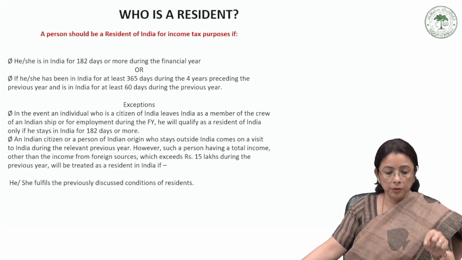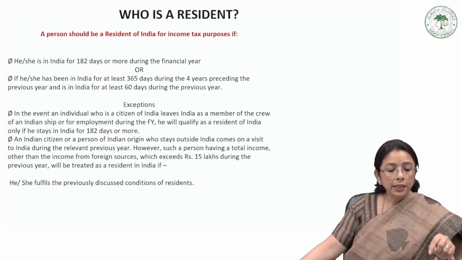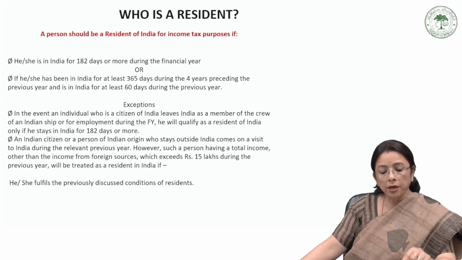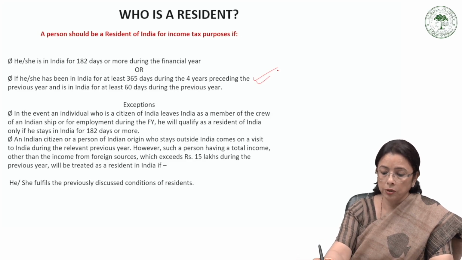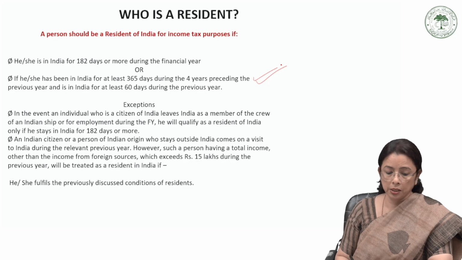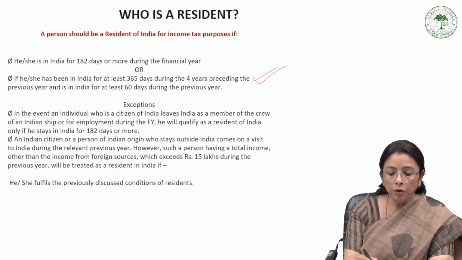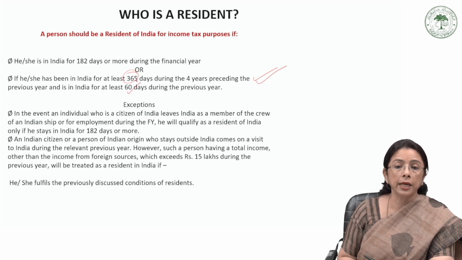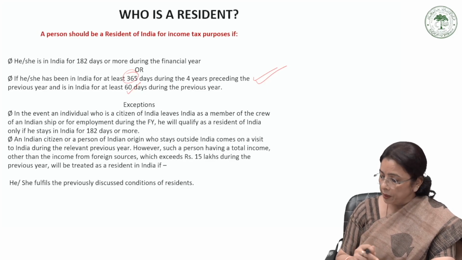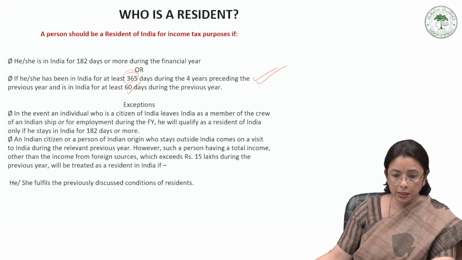Just for your reminding, I came back to the previous slide, that is, if he has been in India for at least 365 days, you just check out this condition, this point. So he fulfills this one, because he is staying for more than 365 days, and in the previous year he is staying for 72 days, which is more than 60 days. So therefore we declare that yes, he is a resident.